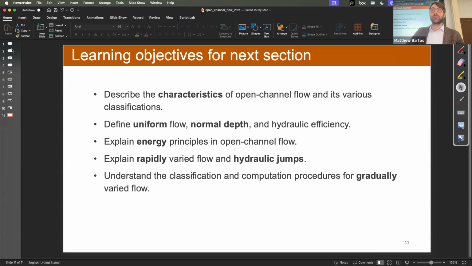We'll apply energy principles to open channel flow. So taking the concepts that we learned from pressurized systems and applying those to open channel flow to analyze those systems in a similar way. We'll talk about rapidly varied flow and hydraulic jumps. And we'll also show how to model gradually varied flow, which is common if you're doing large-scale hydraulic design, so things like dams and weirs and impoundments.